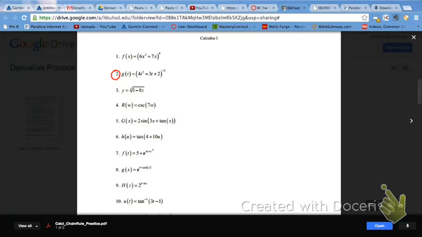This is the worksheet that you should have printed out, and hopefully you did. I'm going to go ahead and show you some of the solutions to these problems.